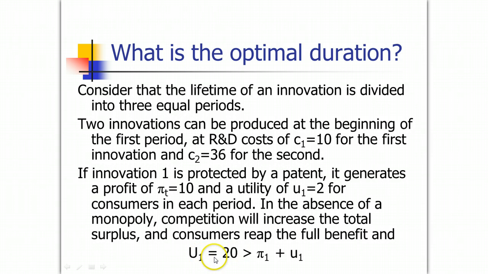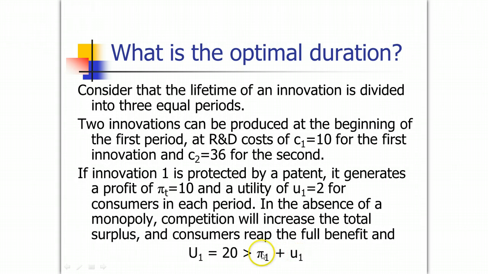So consumer surplus increases, and it increases to 20. There is profit for the firm, but it's just normal profit. It's not a surplus, it's not an excess. Firms now are just earning a normal profit. So you can see that in the absence of patent protection, the utility for consumers is greater than the welfare created under patent protection. There is a deadweight loss of patent protection.